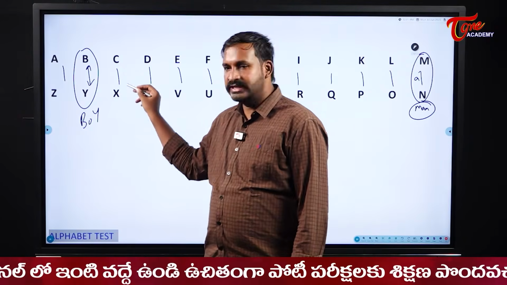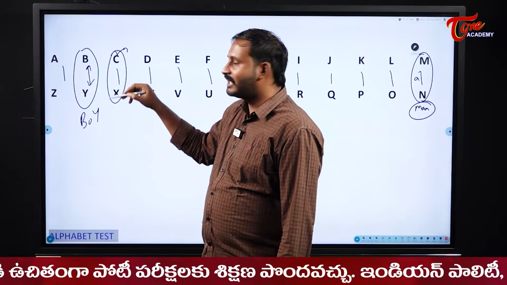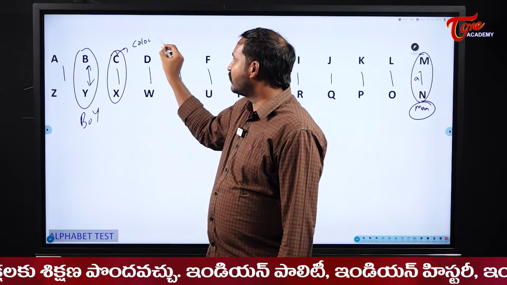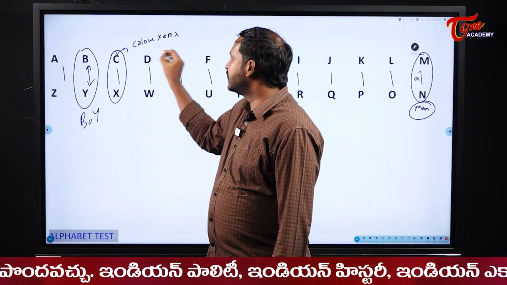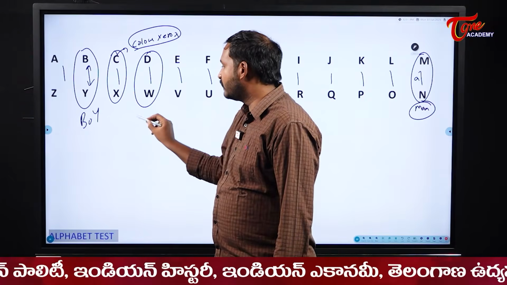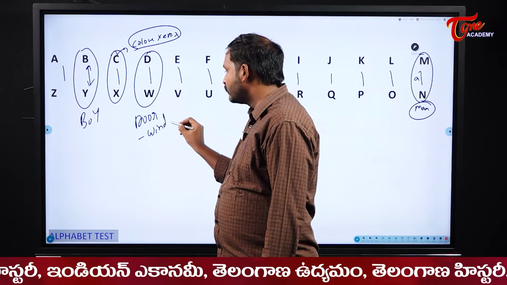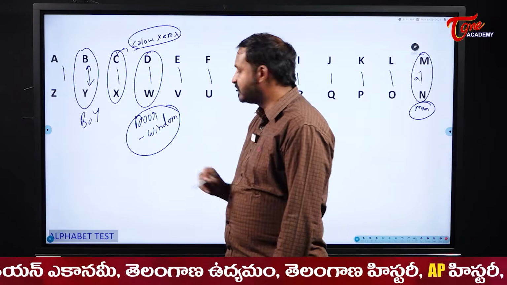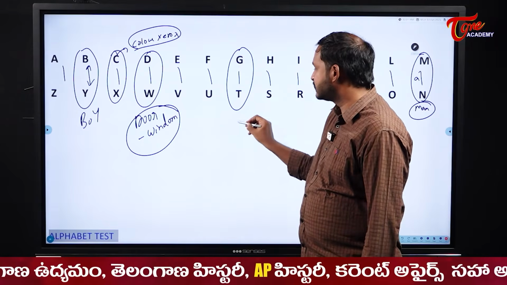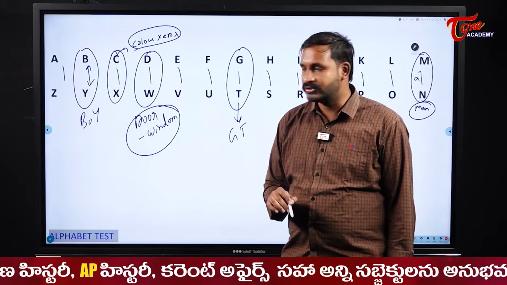Now, what about C and X? Color Xerox. In place of Xerox, we will take it like this: color Xerox, take it as CX. C and X are opposite to each other. Next, DW, door and window. D and W are opposite to each other. Now, please see here, GT, Gujarat Titans, the IPL team. So G and T are opposite to each other.